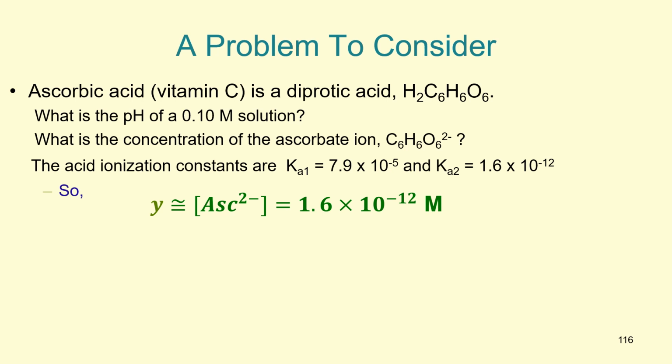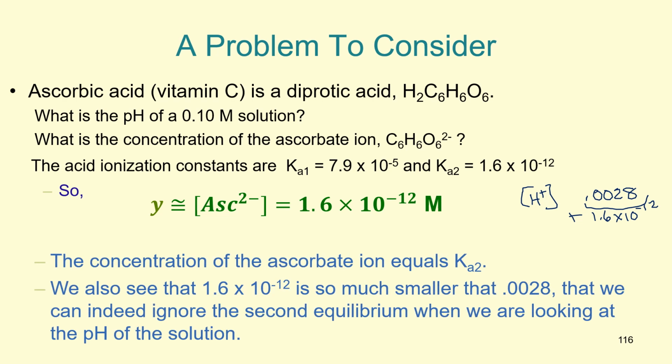And also, what is our H plus concentration? Our H plus concentration is 0.0028 plus 1.6 times 10 to the minus 12, which clearly is much, much smaller than 0.0028. And so the H plus from the second ionization is very, very small compared to the first ionization. So if you're just looking for the pH and there's two ionizations, you only need to worry about the first ionization to get a good idea of what the pH is. So we can ignore the second equilibrium.